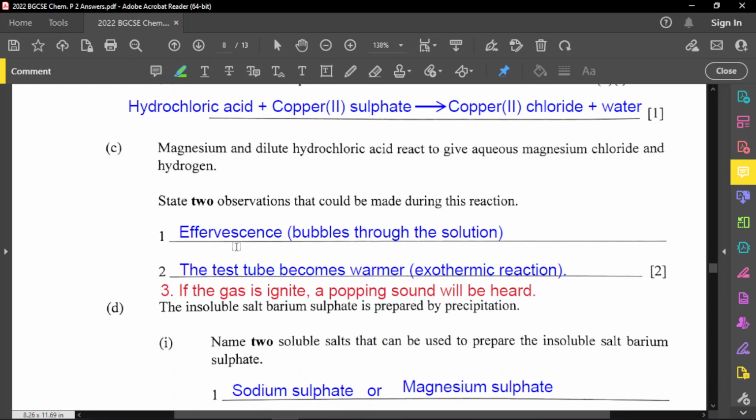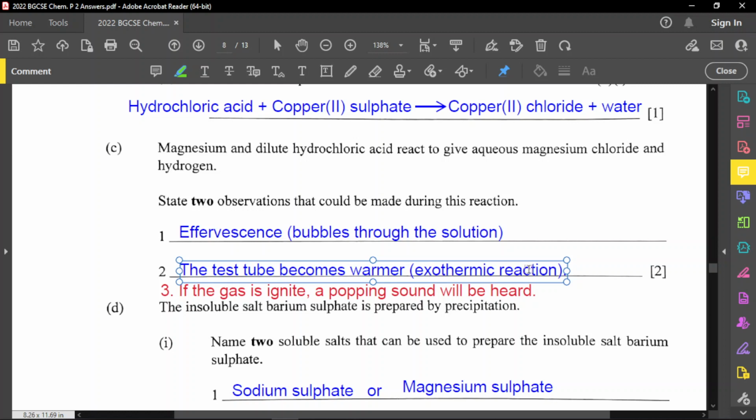So effervescence is the phenomenon that is called. You do not apply heat as in boiling, so different from boiling, no heat is required right here. For the next one, the test tube becomes warmer, and it becomes warmer because it is an exothermic reaction. So that's another observation: a warmer test tube or the reacting container.